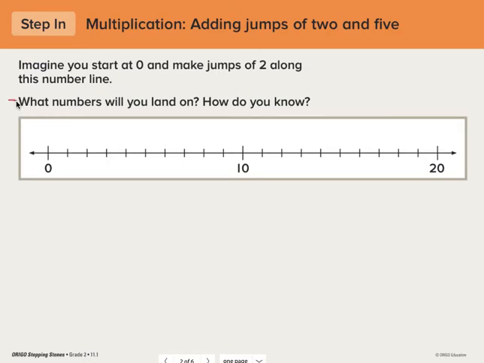So the first question says, what numbers will you land on? How do you know? So it's saying, what numbers will you land on if you make jumps of 2 starting at 0? Call out some ideas. What are some of the numbers that you would land on?